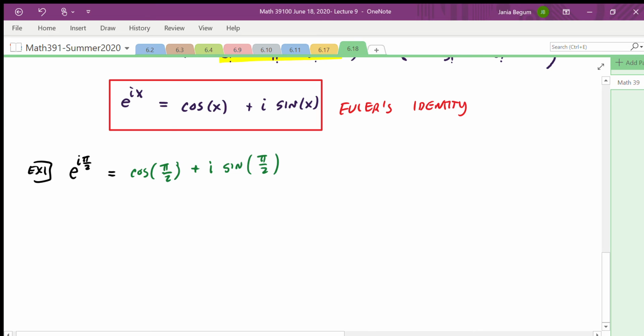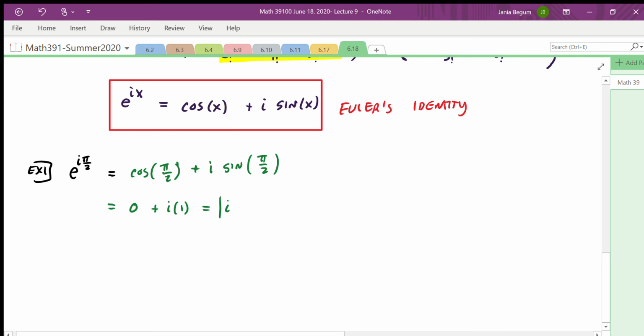Okay? Now you have to remember what is cosine of pi over 2. So that's taking us back to pre-calculus when you study trig functions. Cosine of pi over 2 is 0. And what is sine of pi over 2? 1.